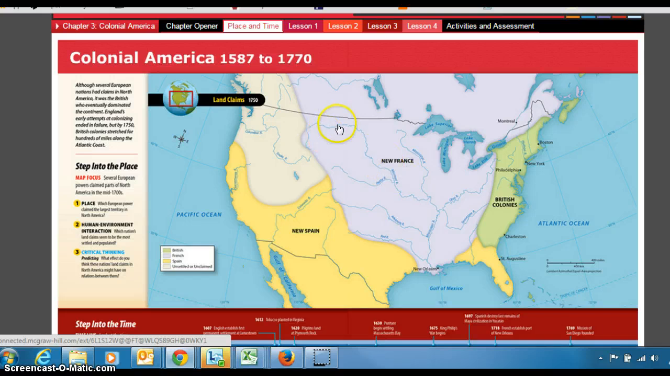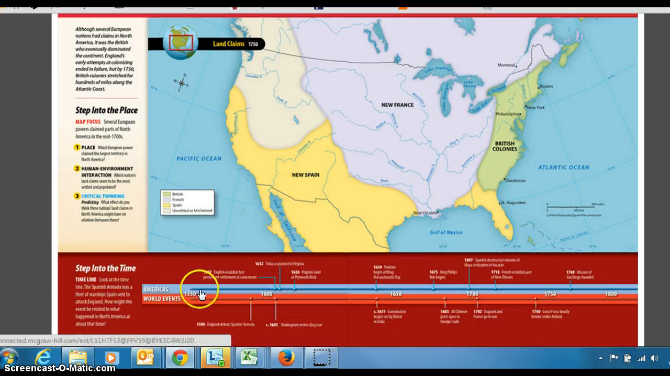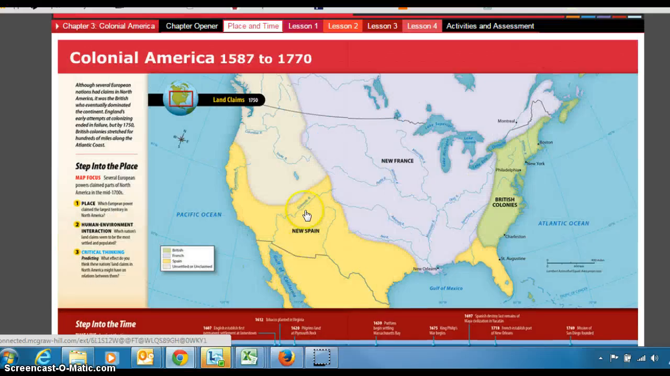And the next thing you're going to do is log into the textbook and go to chapter 3, lesson 1 to get started. Of course, you can always examine this further. There's a timeline down here too that's interactive, meaning you can click on it and explore it.